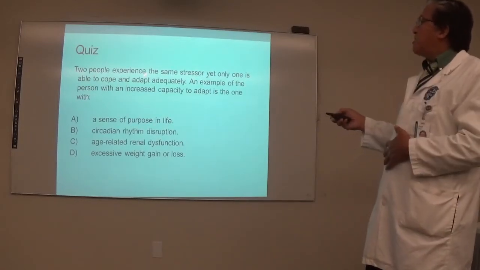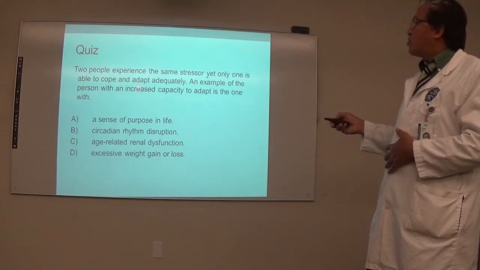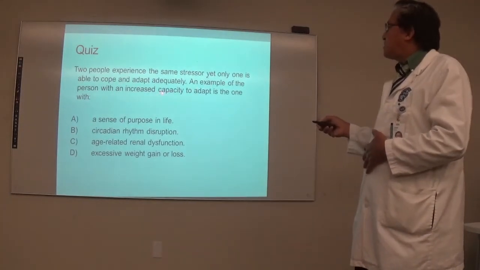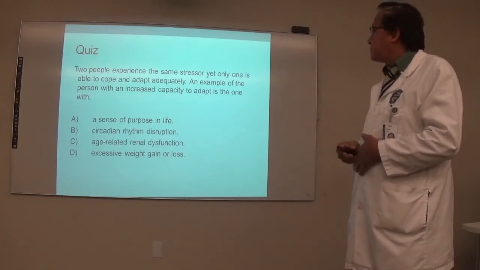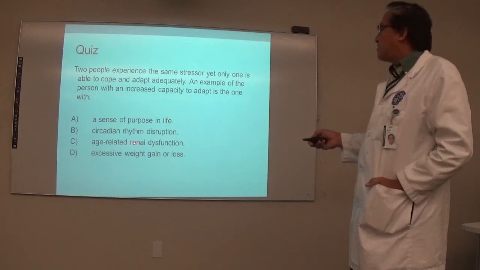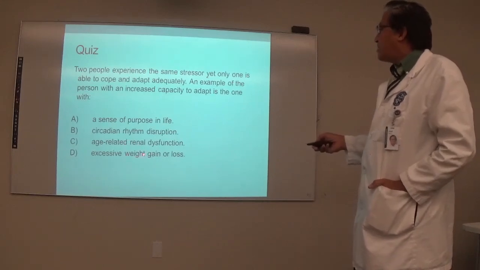Okay, two people experience the same stressor, yet only one is able to cope and adapt adequately, right? An example of the person with increased capacity to adapt is the one with what? A sense of purpose in life, circadian rhythm disruption, age-related rhythm dysfunction, excessive weight gain or loss.